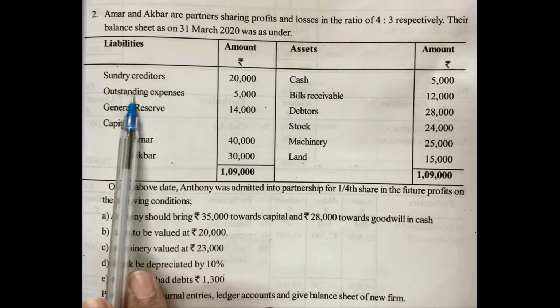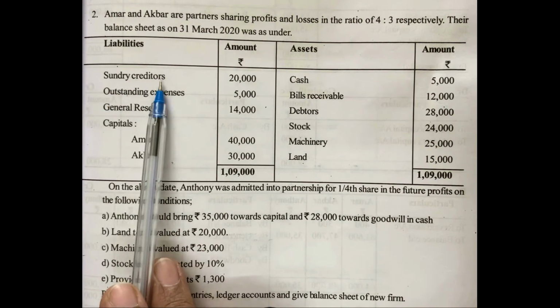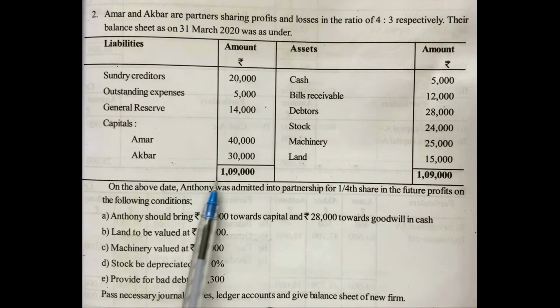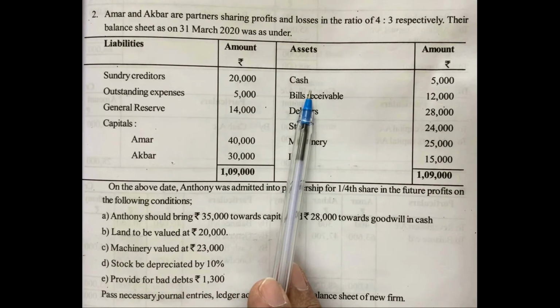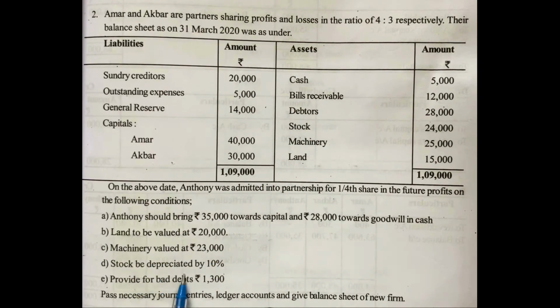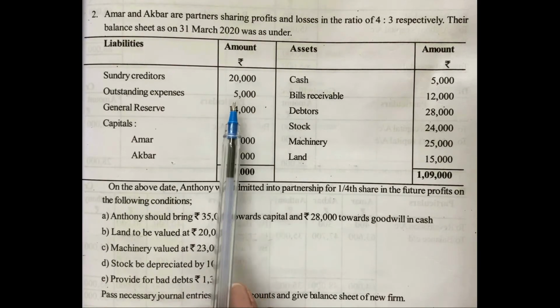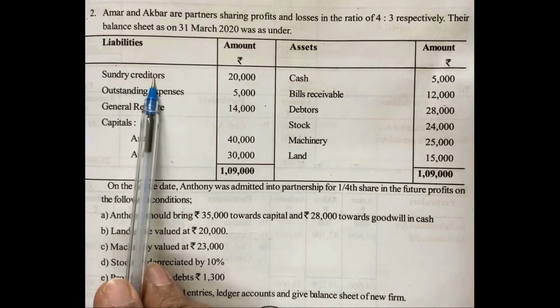One by one, we have to observe these amounts. Related to each amount, if any additional information is given, by adjusting that, we have to take the net value in the new balance sheet. Related to these liabilities and assets, if there is no additional information, then the asset or liability value as it is we have to show in the new balance sheet. Let us start with the liability side.